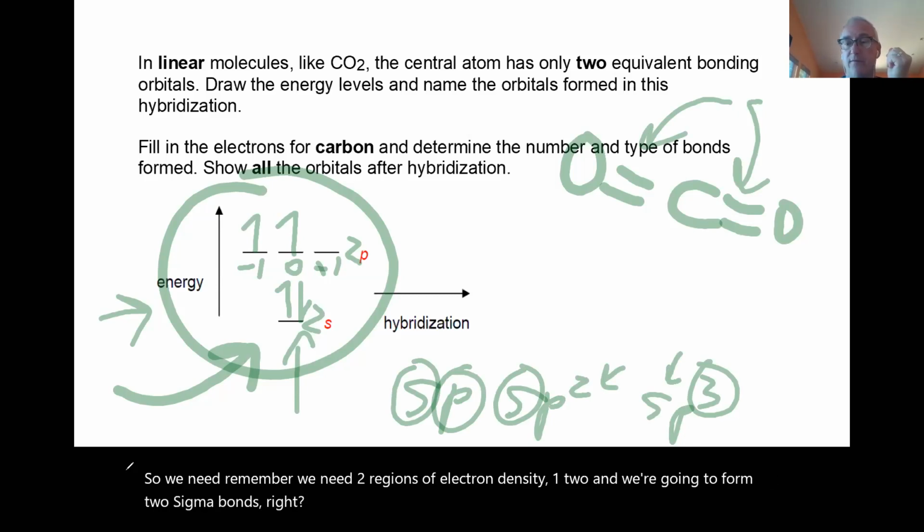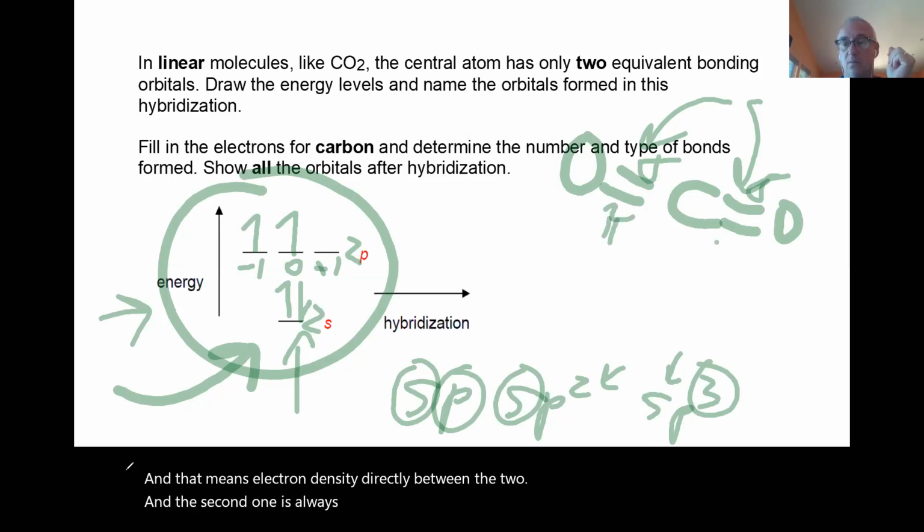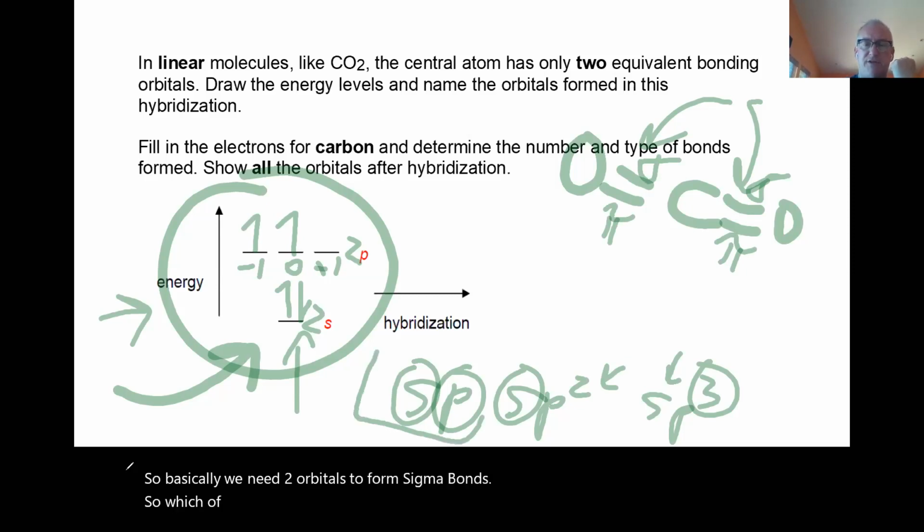So right over here we have 4 bonds total. The first one is always sigma, and that means electron density directly between the two. And the second one is always pi. So basically we need 2 orbitals to form sigma bonds. So which of these 3 hybridizations are we going to do?